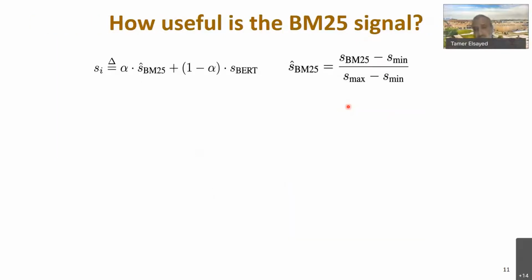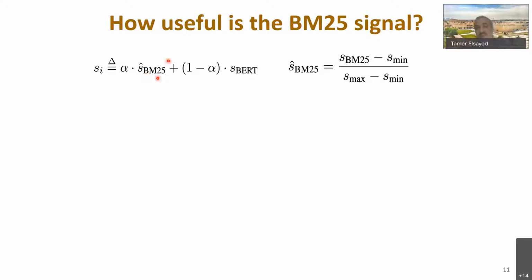Another research question that the authors of MonoBERT try to address is how useful is the BM25 signal? MonoBERT, so far in our discussion, ignores the BM25 score completely. It uses BM25 to retrieve a list of documents, but then we ignore the BM25 scores and assign new scores to every document using the BERT model. Here, the authors try to do some interpolation between the BM25 score and the BERT score, which is the MonoBERT score.